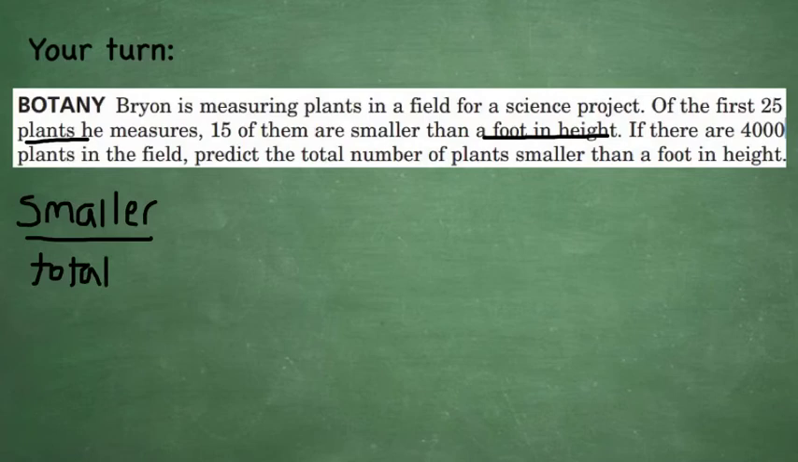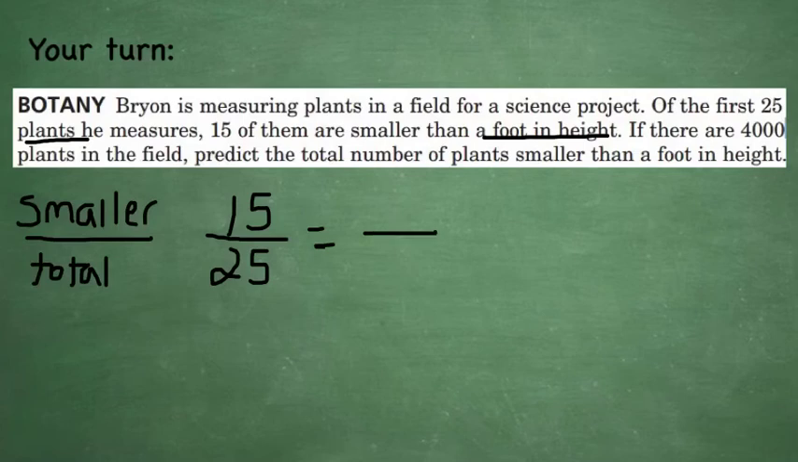So after we set up our ratios, we know that he measures 25 total. Again, you don't want to go through this field having to measure all 4,000 plants. We can just take a random sampling. He measures 25. He noticed that 15 out of those were smaller than a foot in height. We want to know out of the total 4,000 plants in that field, how many would be smaller than a foot in height. So there's your correct proportion set up. Hopefully you at least got that far.